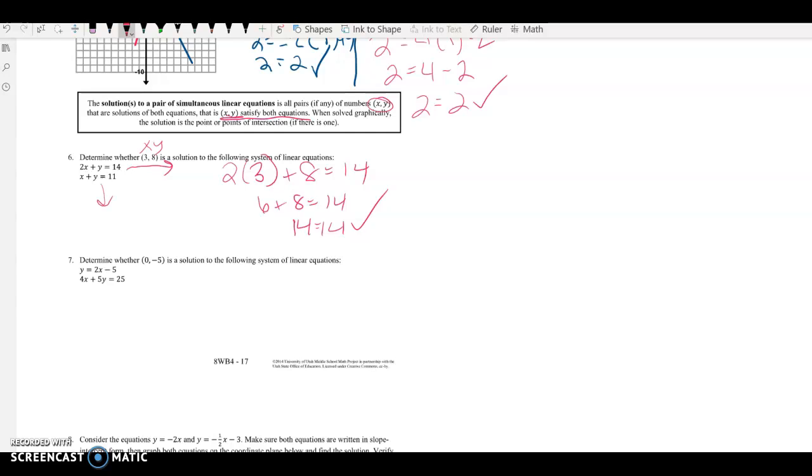Let's check out the bottom one. x plus y is 11. My x was 3. My y was 8. 3 plus 8 is 11. 11 equals 11. Yes. 3, 8 is a solution.